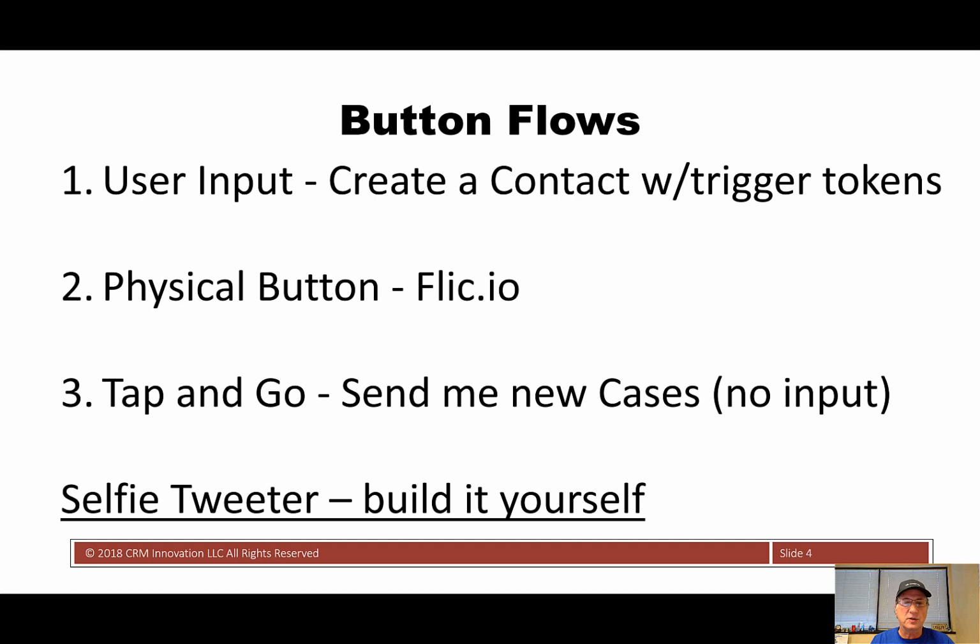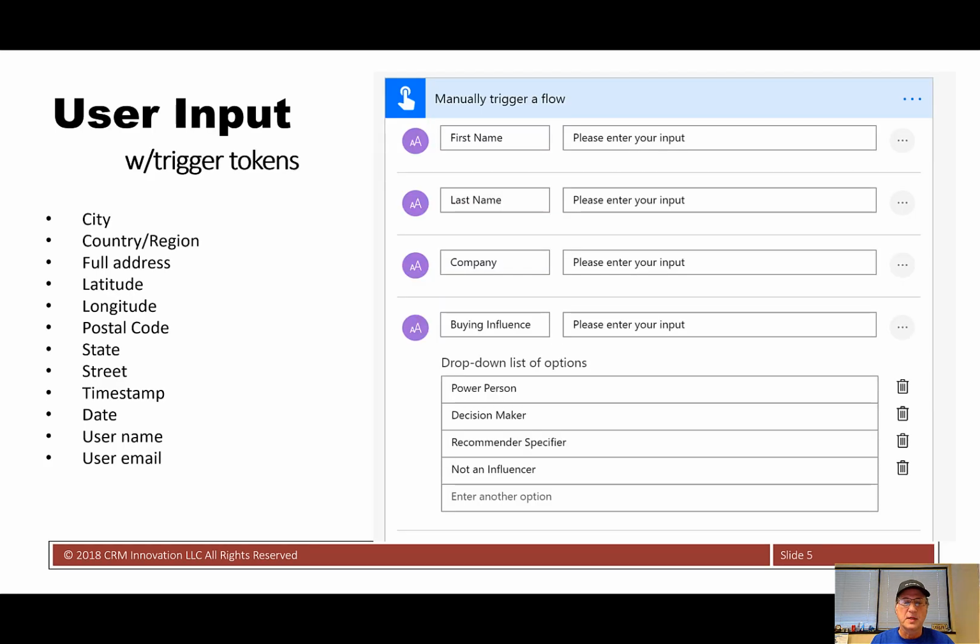Let's take a look at each of these flows before we flip over to the live demo. User input. We're going to ask for first name, last name, company, and buying influence, which is an option set or pick list. And then it's going to submit to the CRM application, actually to the Common Data Service. So you could use the same kind of format for other things besides just customer engagement. You could use it with anything that is based upon the Common Data Service, any of the apps out there that do that.